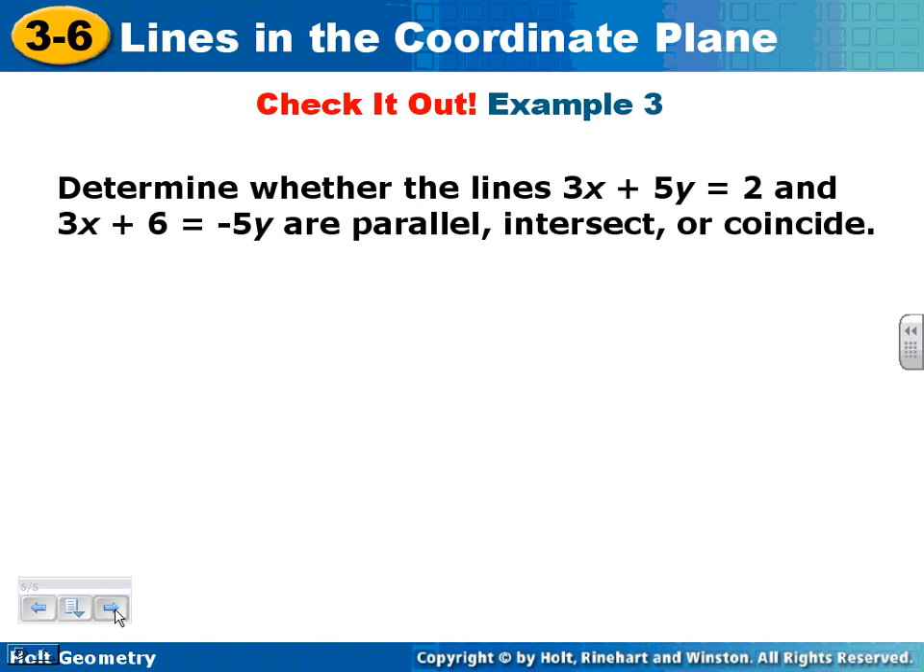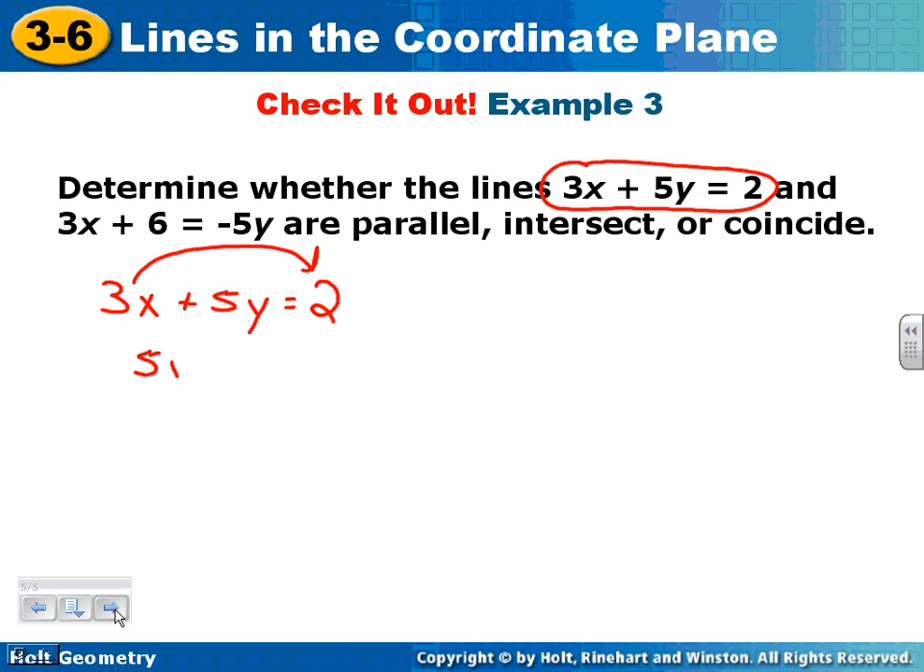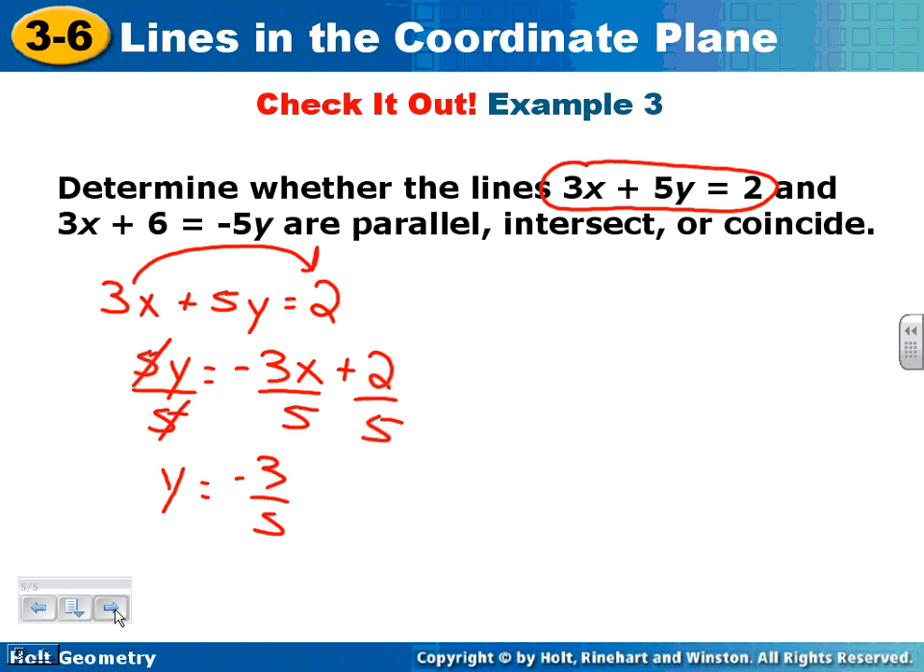One more. Parallel, intersect, or coincide. Let's take the first one, this one right here. I'm going to write it again. 3x plus 5y is 2. If I take my 3x to the other side, I'd have 5y equals negative 3x plus 2. Divide by 5, simplify. So y is negative 3/5 x plus 2/5.